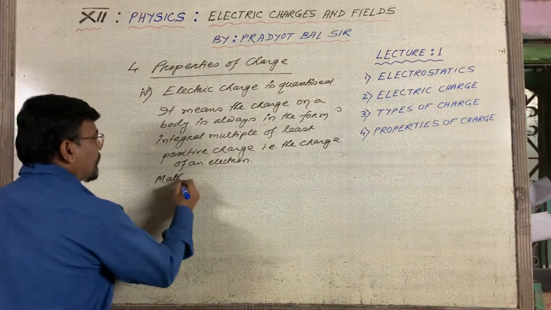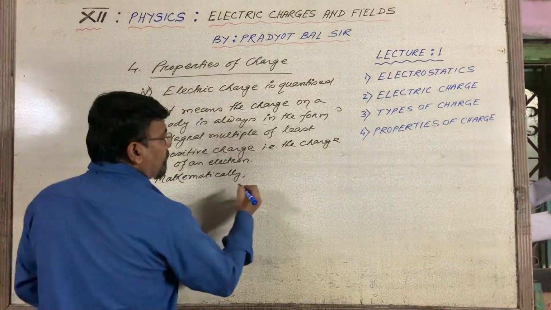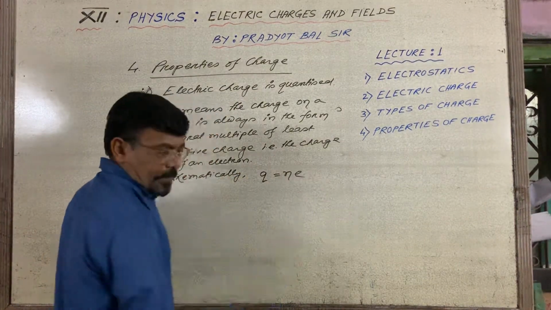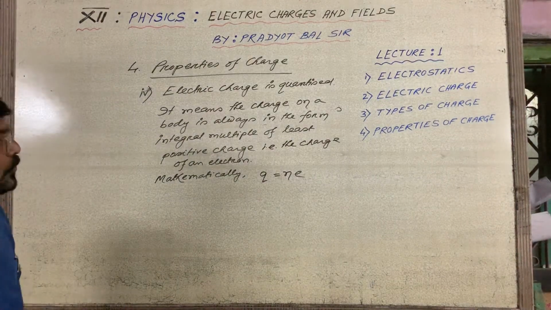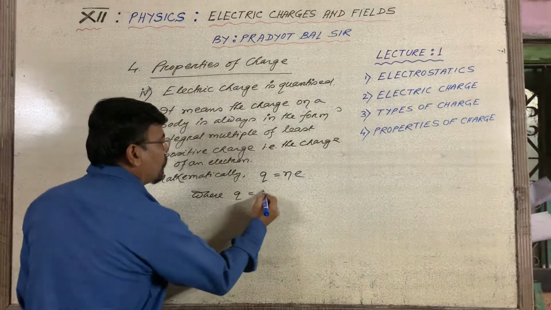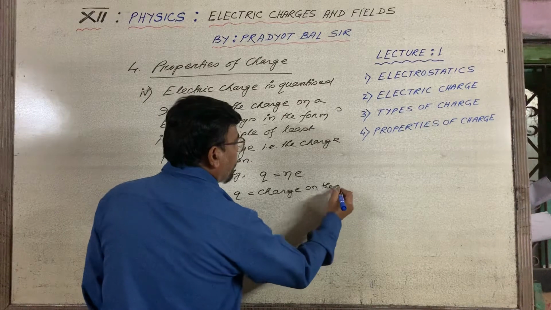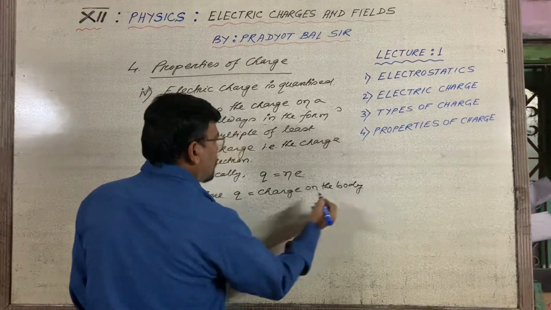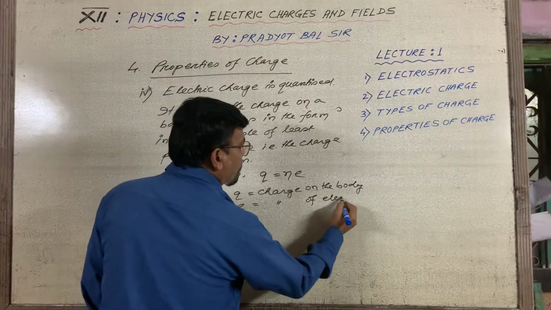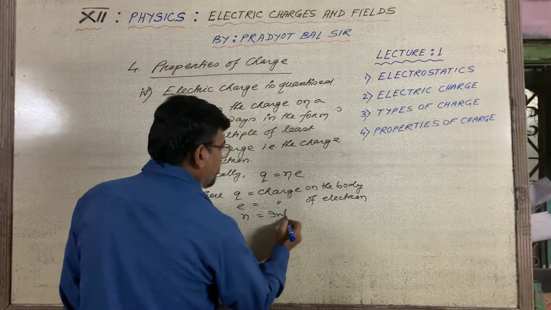Mathematically, Q is equal to Ne, where Q is the charge on the body, e is the charge of an electron, and N is an integer.